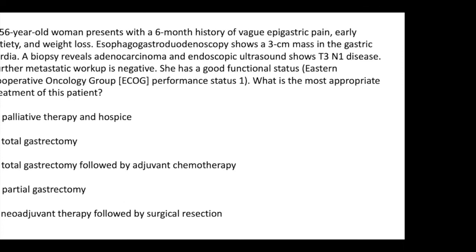All right, Meg, you got this one? A 56-year-old woman presents with a 6-month history of vague epigastric pain, early satiety, and weight loss. EGD shows a 3-centimeter mass on the gastric cardia. A biopsy reveals adenocarcinoma, and EUS shows T3N1 disease. Further metastatic workup is negative. She has a good functional status, ECOG performance status 1. What is the most appropriate treatment of this patient?